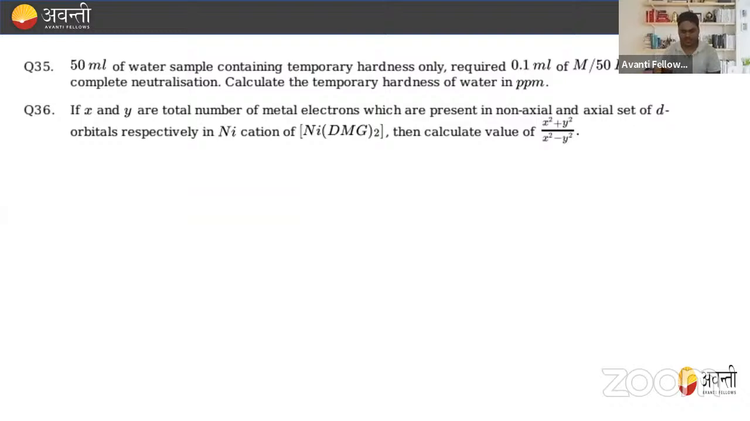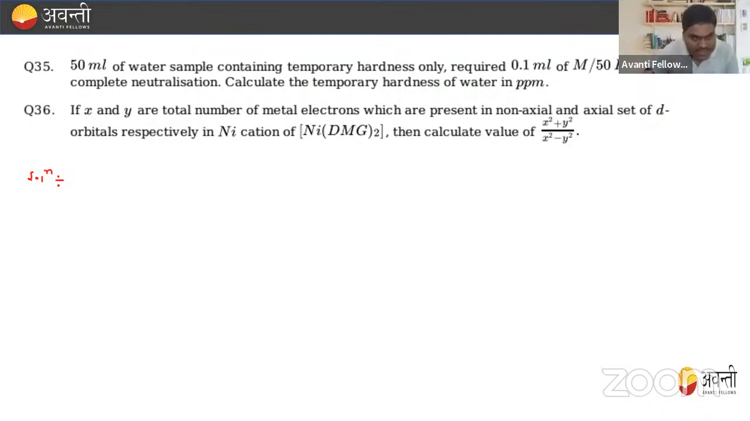Now, question number 35. What does question number 35 basically ask? Basically this is a numerical question, right? What is the question asking me now? 50 ml of a water sample containing temporary hardness only required 0.1 ml of M by 50 HCl for complete neutralization. Calculate the temporary hardness of water in ppm. So you have to calculate this temporary hardness.